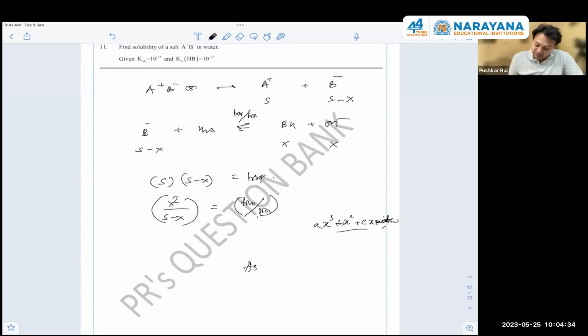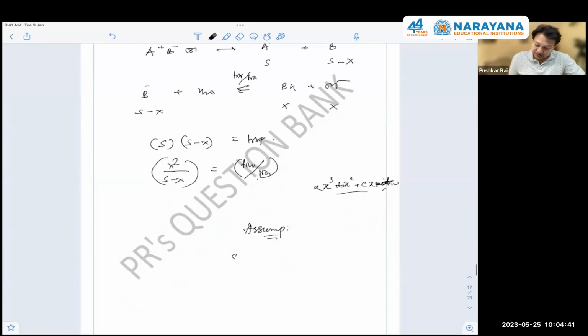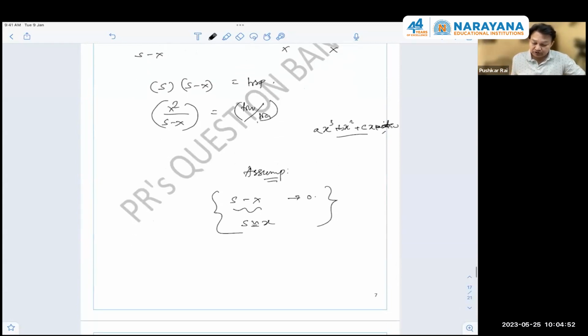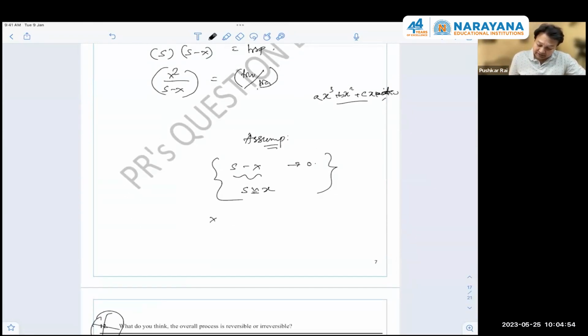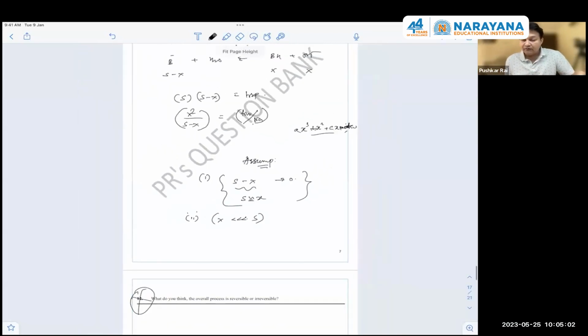In subsequent problems, I have given assumptions. Only 2 assumptions will work. One is S minus X tending towards 0, that means S is approximately equal to X. One set of questions can be solved like this. The other set of questions will be X is very much less than S. This is the first set, and this is the second set. If these two are not working, the problem cannot be solved.